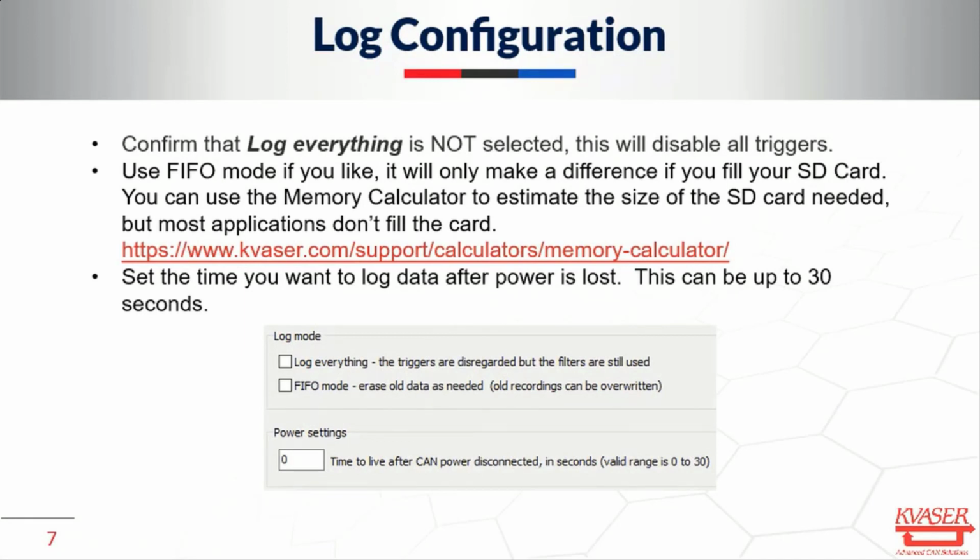This screen also allows you to set the time you want to log after power is lost, up to 30 seconds with an internal power source. So if you have a power down event or something that you need to confirm and validate, this is a way to do that for up to 30 seconds.